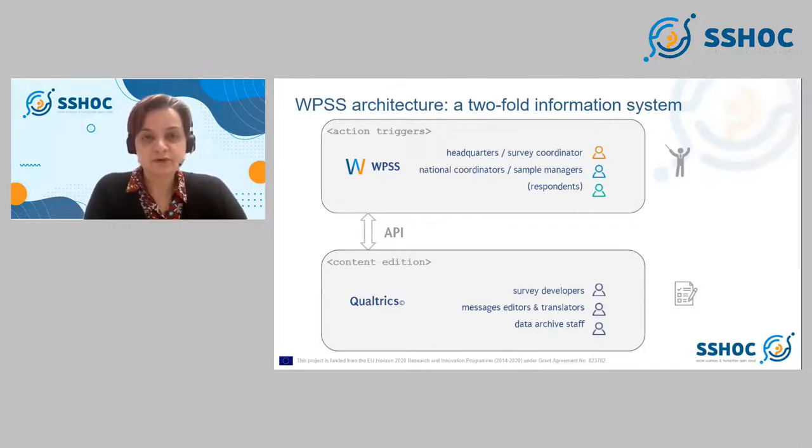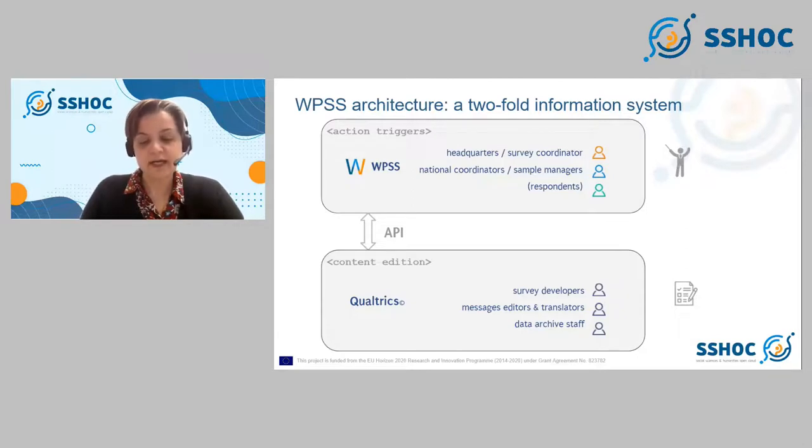We opted for a twofold information system. On this view, you can see how the information system is split into a commercial survey platform called Qualtrics, and the software that we developed called WPSS. WPSS interacts with Qualtrics through an API.